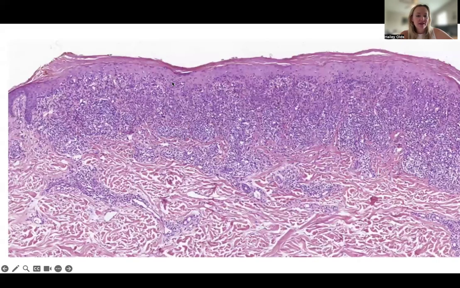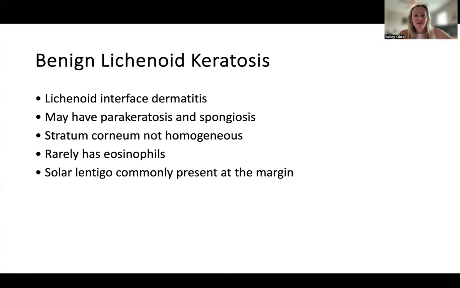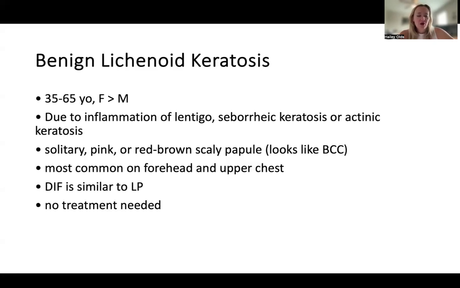Okay, this one is kind of tricky without clinical context. It looks like lichen planus, but it is probably arising in a solar lentigo, actinic keratosis, or SK. So this is a benign lichenoid keratosis. Basically, this is a lichenoid dermatitis, but it's just one specific spot, and usually it comes in as a rule out basal cell carcinoma because it just presents as a pink papule. Usually there are no eosinophils. This is due to inflammation of a lentigo, SK, or AK usually, and the DIF looks similar to LP as well.